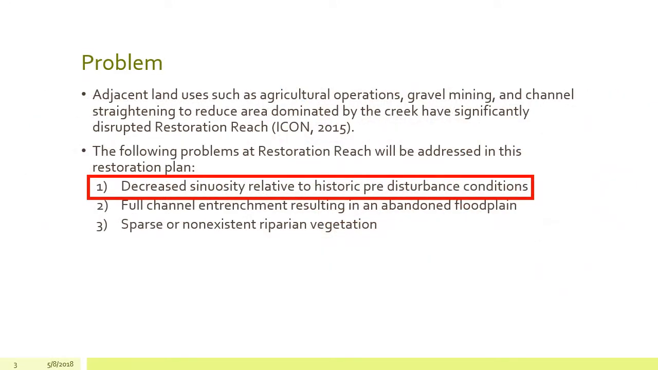Adjacent land uses, such as agricultural operations, gravel mining, and channel straightening to reduce area dominated by the creek, have significantly disrupted Restoration Reach. The following problems at Restoration Reach will be addressed in this restoration plan. 1. Decreased sinuosity relative to historic pre-disturbance conditions. 2. Full channel entrenchment resulting in an abandoned floodplain. And 3. Sparse or non-existent riparian vegetation. For now, we're going to focus on problem number 1, decreased sinuosity.